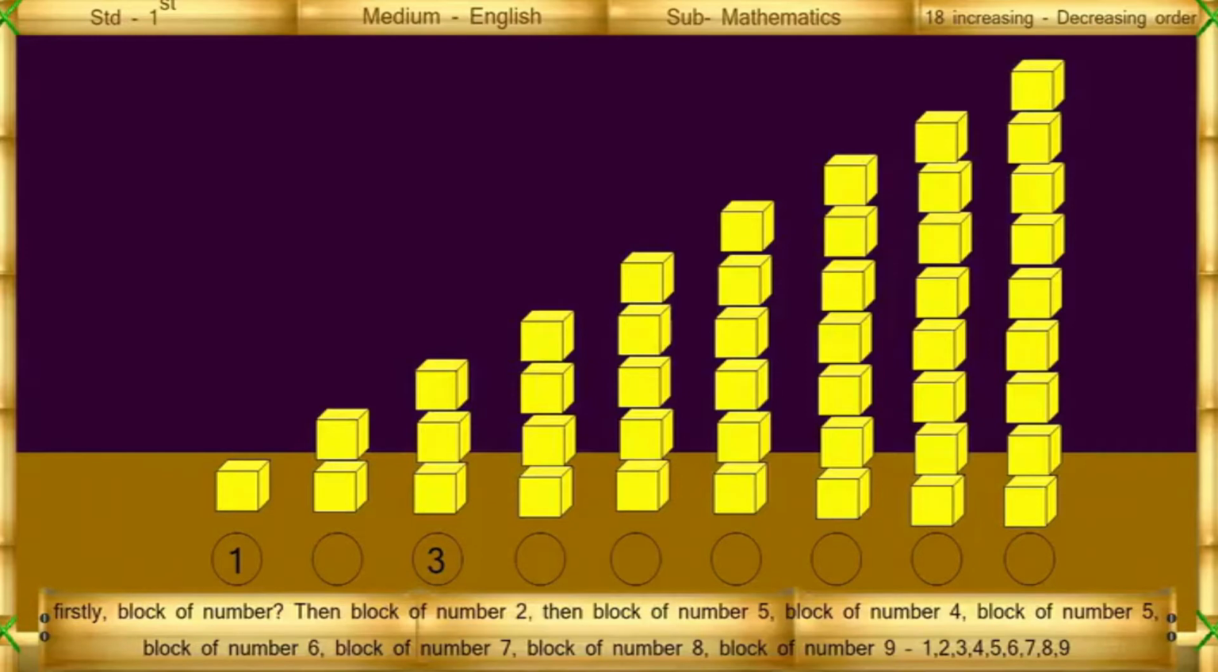Firstly, block of number 1, then block of number 2, then block of number 3, block of number 4, block of number 5, block of number 6, block of number 7, block of number 8, block of number 9. 1, 2, 3, 4, 5, 6, 7, 8, 9.